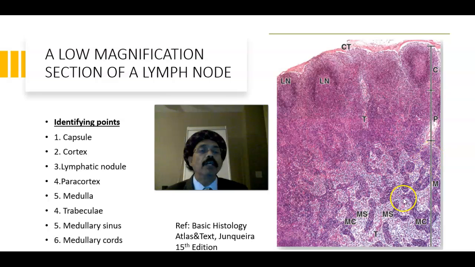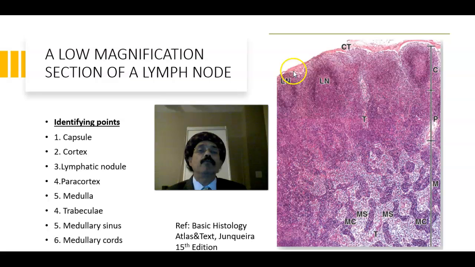And the medulla has the medullary sinus and medullary cords. We may also get some trabeculae inside the medulla, but they are mostly seen in the cortical region. But extension of trabeculae is also seen here. So let us summarize again.